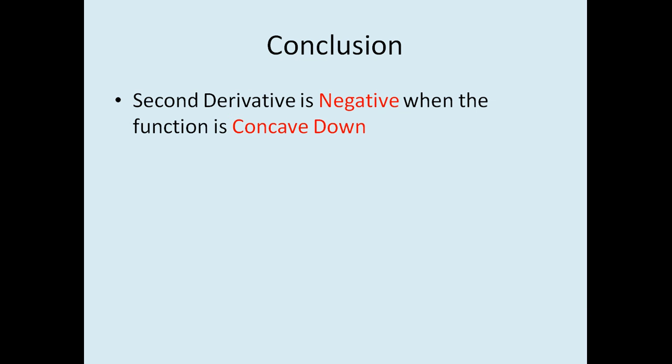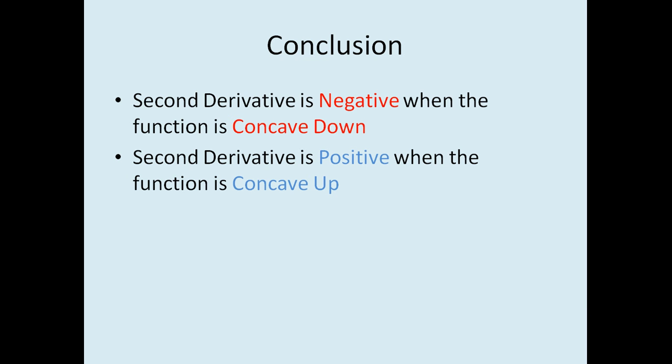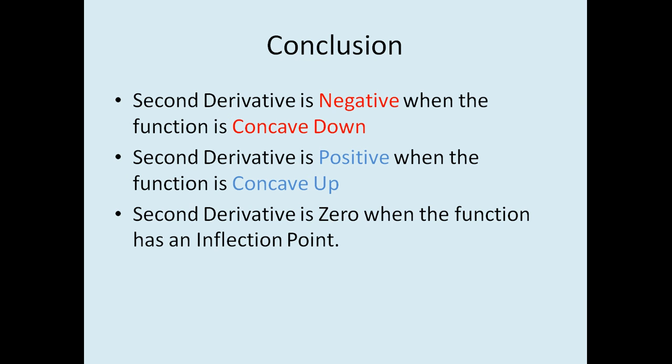So in conclusion, our first relationship is that the second derivative is negative when the function is concave down. The second derivative is positive when the function is concave up. The second derivative is 0 when the function has an inflection point. That is when the concavity is changing from down to up or up to down. And just as a way to remember, you can think concave up like a cup. So when the function looks like a cup, that's when you know that it's concave up.